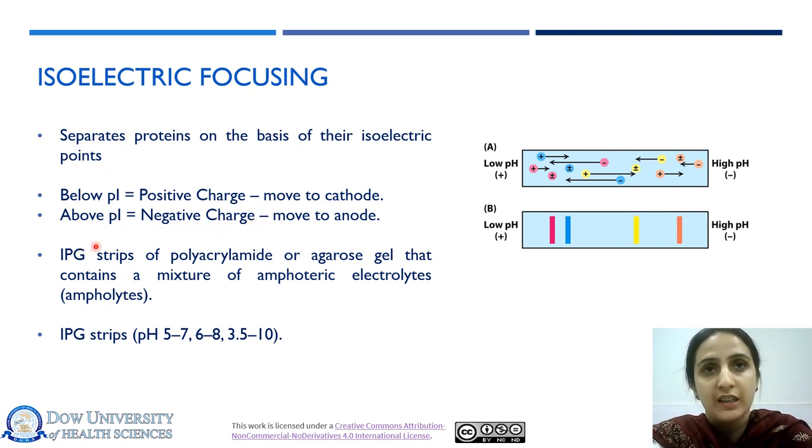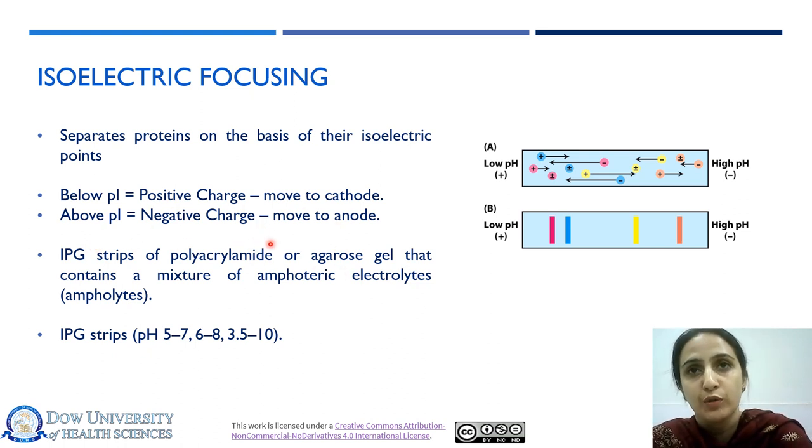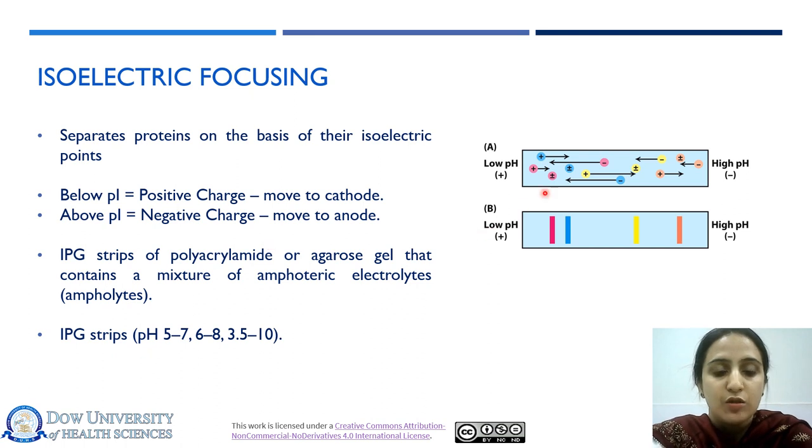And if I take that protein and put it into a pH solution having a pH above the pI, for example 8 or 9, then the net charge on that protein molecule would be negative and it would move towards the anode. So how do we do this isoelectric focusing?